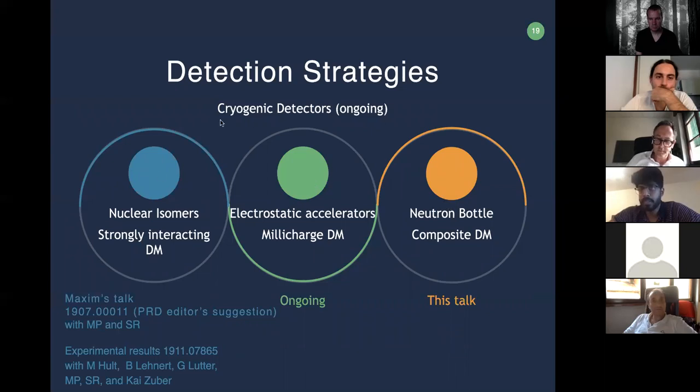And one thing to point out is that all these models could one day be adequately covered by cryogenic detectors, which I'll be talking about in a few slides.